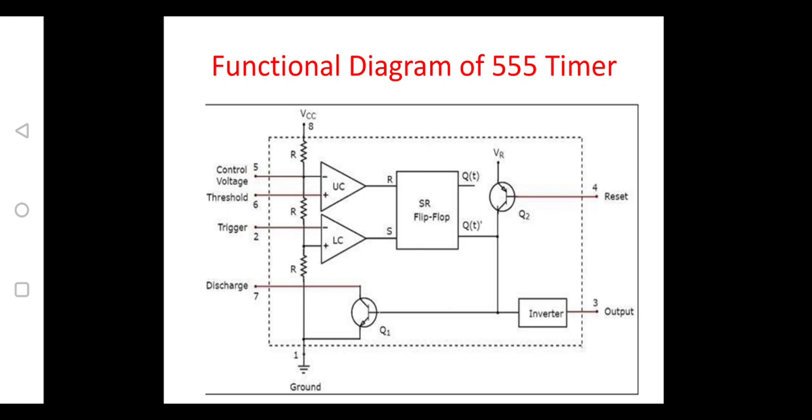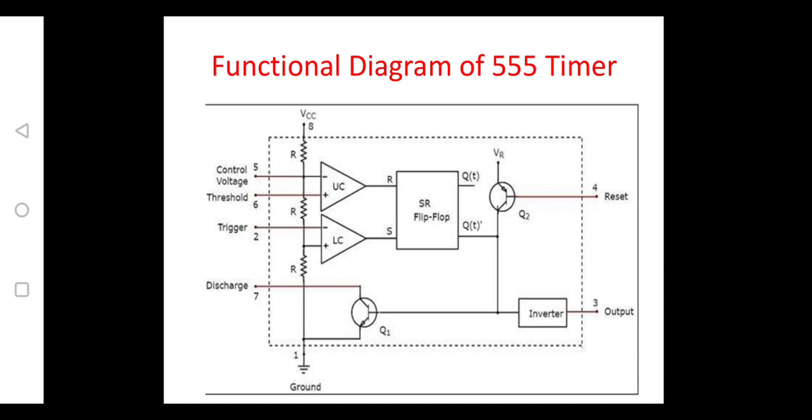Third pin is output. Fourth is a reset. Fifth is control voltage, connected towards the upper comparator negative terminal, and threshold, and we need to have a discharge path. So here the 7th pin is a discharge.